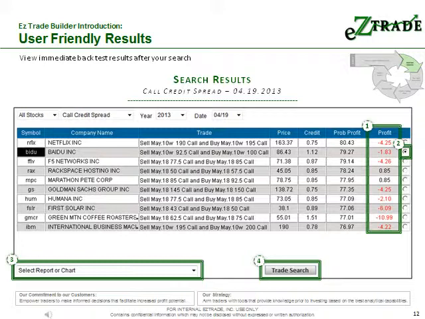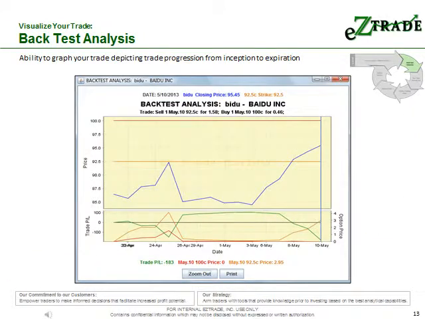Fortunately, EasyTrade offers a number of different reports that allow for a much more in-depth analysis of the actual trade. First, we can look at a complete backtest analysis of the trade to see how it actually performed day by day. You can see the top half of the graph is the actual price movement of the stock in relation to the option strikes. The bottom half shows the pricing of both option positions as well as the total profit or loss of the trade.